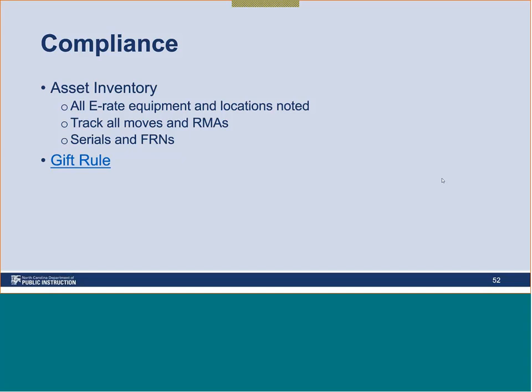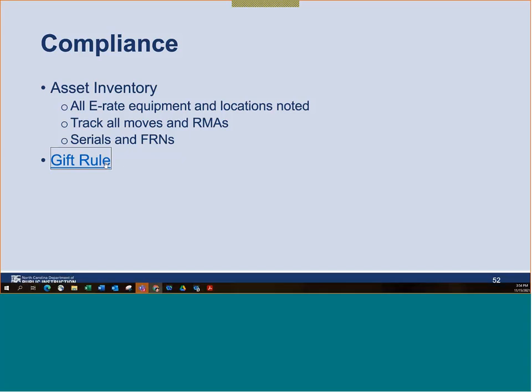And it must be tracked with a new serial number. You need to make a note in your inventory that the original equipment died, got hit by lightning, was in a flood. I don't know. Thor hit it with his hammer. But put your notes in there, put the RMA information in there, yada, yada, yada. Okay? All right. Gift rules.